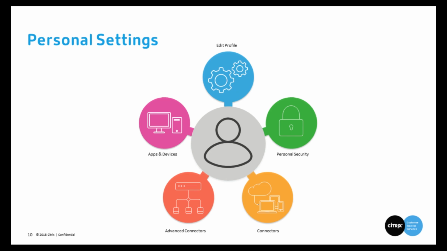The third and fourth ones are personal cloud connectors as well as advanced connectors. Connect to one of the cloud services to access files stored there through ShareFile. This really helps you migrate your data without having to lift and shift from other data sharing products. And then the final one that we have here is apps and devices. Lock a user account on the device to prevent the user from accessing the ShareFile data on it.